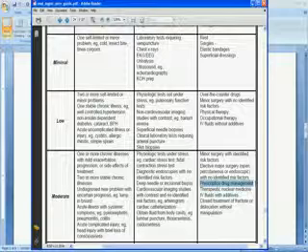Now, ibuprofen. Ibuprofen does come in prescription strength.